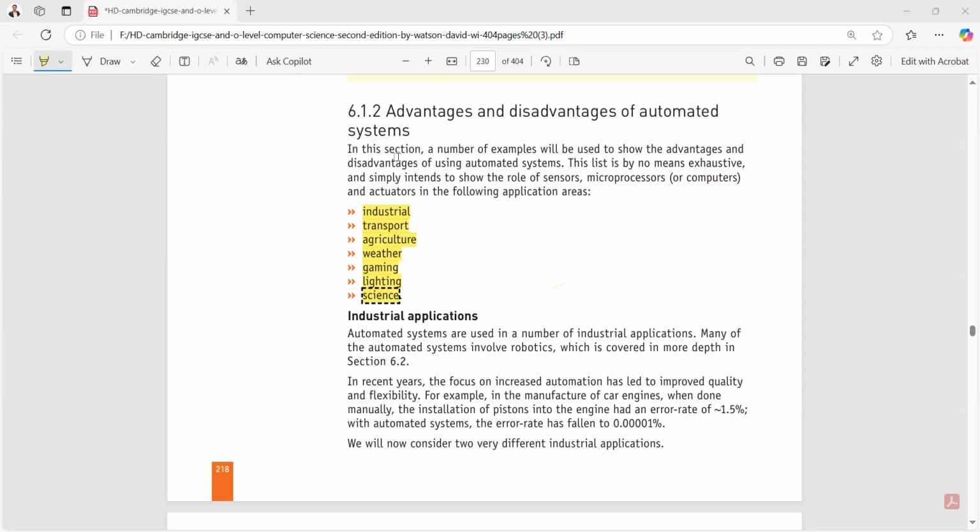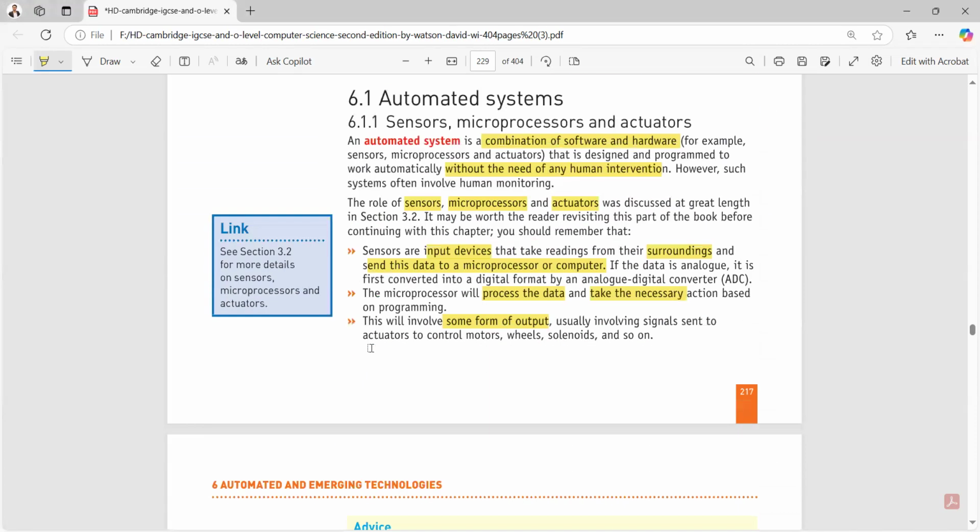Then the third point is that an automated system always contains three areas. The first area is the sensors. Sensors are used in an automated system so that they can take your surrounding values and generate an output, and these sensors then convert your value into an analog form, so that it's understandable to it.